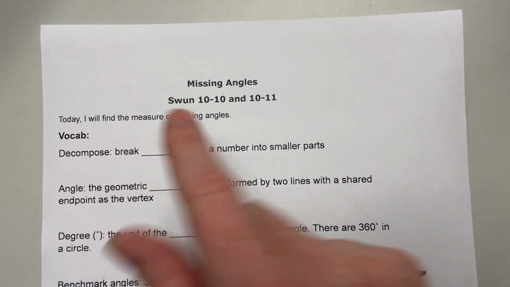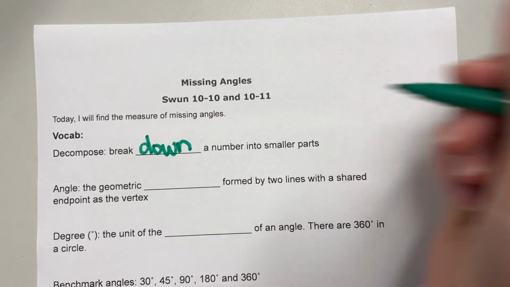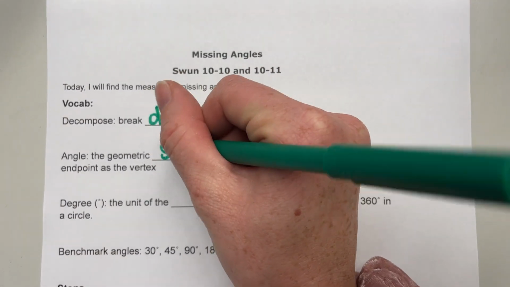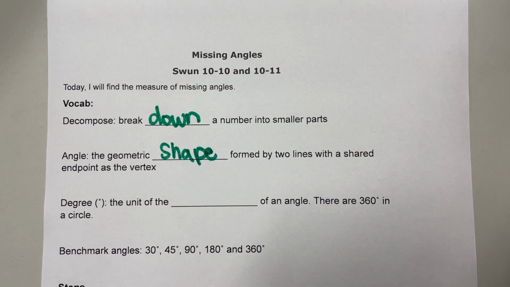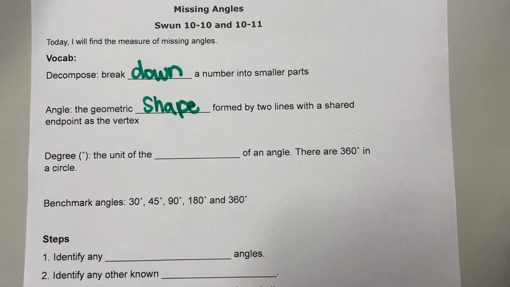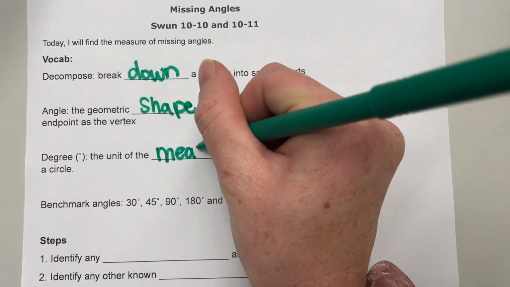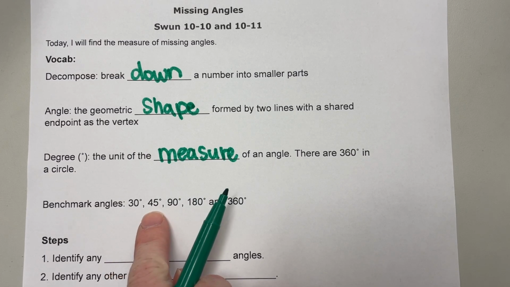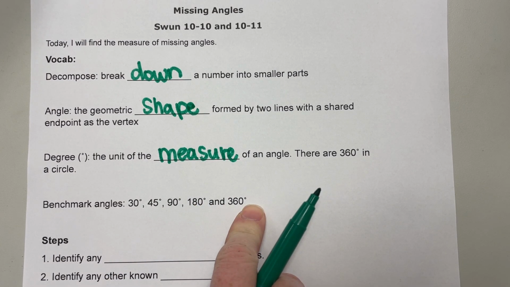First we're going to decompose, we're going to break down into smaller parts. An angle is the geometric shape formed by two lines with the shared endpoint as a vertex. Degrees are the unit of measure of an angle. And there are 360 in a circle. And again, we have our benchmark fractions of 30, 45, 90, 180, and 360.